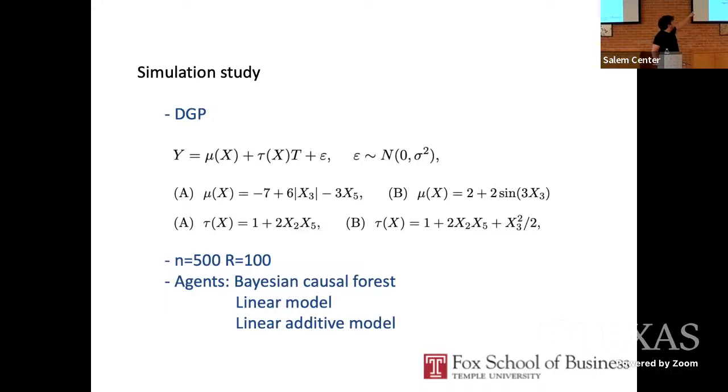Right, there's A and B each for the prognostic term and the treatment effect, and we mix and match. You get 2 times 2, 4 scenarios out of this. N is 500, and we replicate it 100 times. The agents' inner models are the Bayesian causal forest, the causal BART stuff, a basic linear model, and a linear additive model.